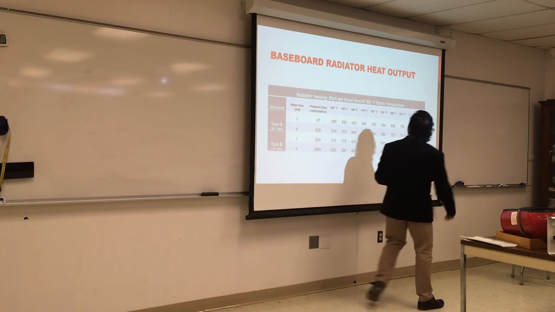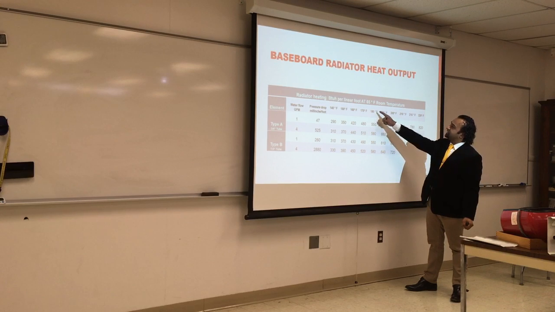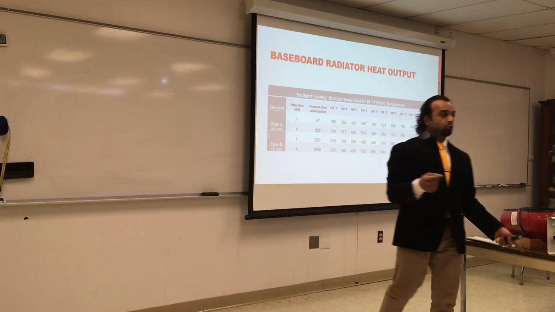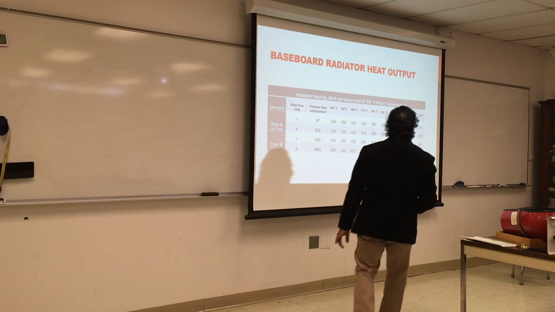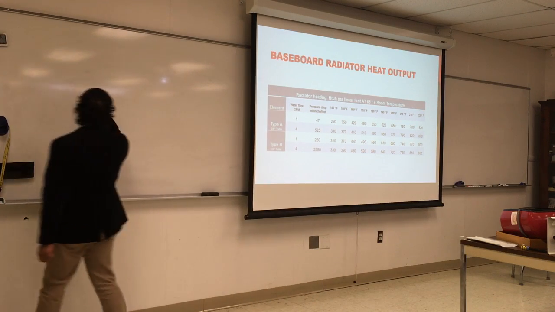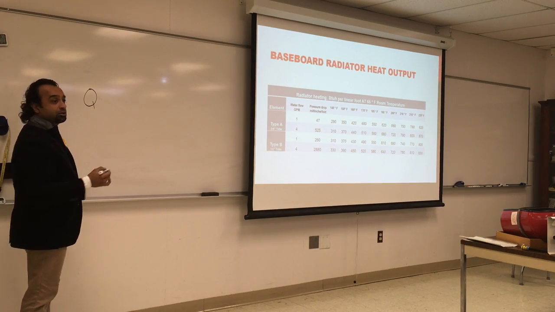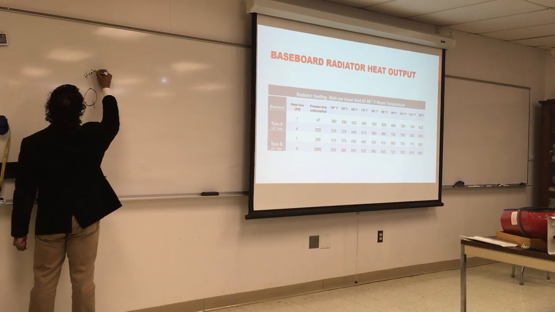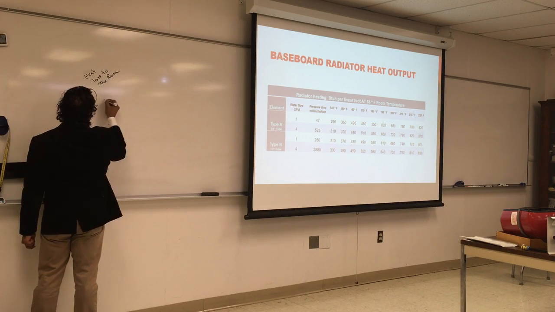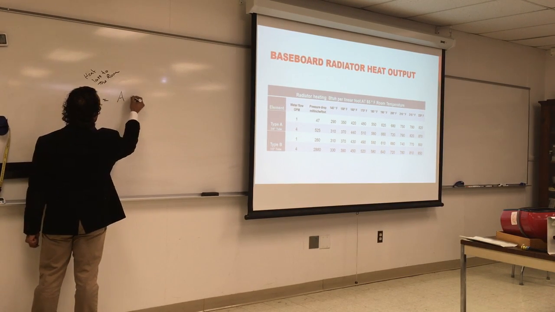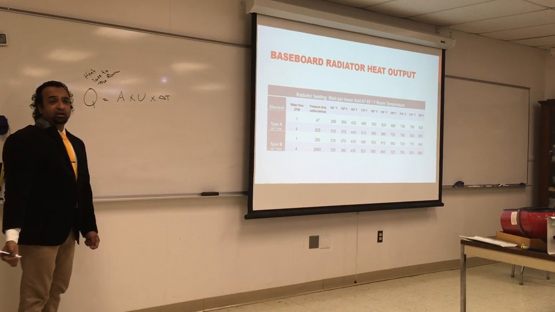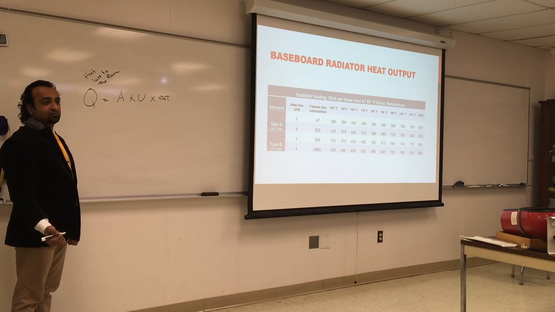And this is the amount of BTUs it will drop at 65 degrees room temperature, because the heat exchange between the radiator and the room goes again with the same equation. Just to explain why, imagine this is your heat loss to the room. Our equation is area times U times delta T. What will be my area here? Whatever, 10 times 5, whatever.